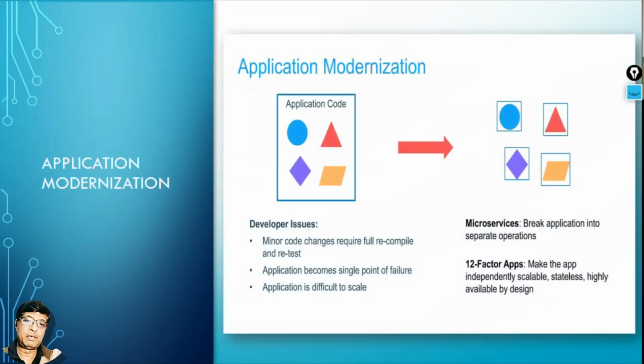So this is the same thing, that you are breaking down your monolithic application into microservices. Microservices means breaking the application into separate operations, and of course creating a microservice application is a development activity, but there are 12-factor applications.